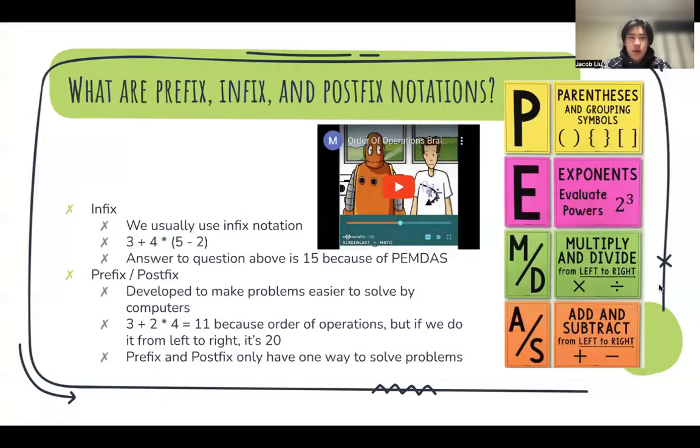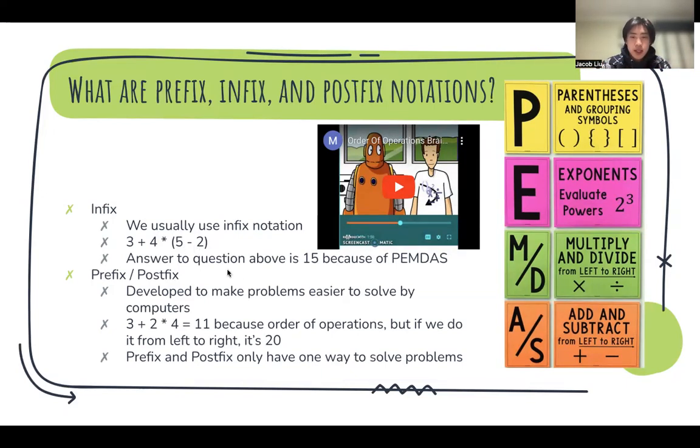So let's start out with what even are prefix, infix, and postfix notations? Well, usually we use infix notations in our everyday life, in normal math. For example, 3 plus 4 times 5 minus 2 is an infix expression. A way to remember this is that the operators, such as exponents, multiplication, division, addition, and subtraction, are in between two different numbers.